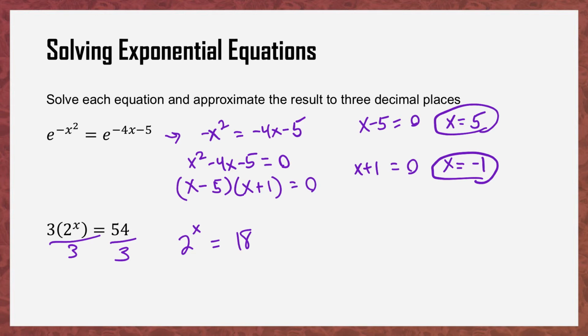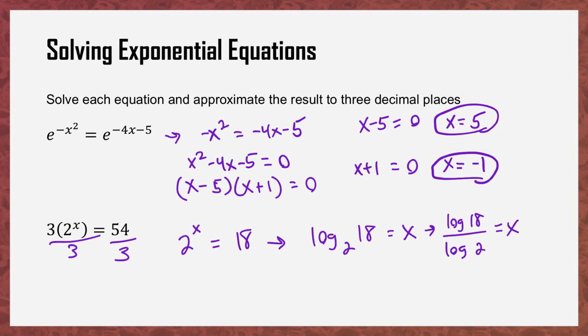Now I can rewrite this. 2 to what power equals 18? Like 2 to the 4th power is 16, 2 to the 5th power is 32. So this is not going to have an integer solution, but I will now use the change of base formula. So I will rewrite this as a logarithm. Log base 2 of 18 equals x, and I will use the change of base formula in order to solve it. I can use either log 18 divided by log 2 or natural log 18 divided by natural log 2. I'll use log this time. So log of 18 divided by the log of 2 equals x.